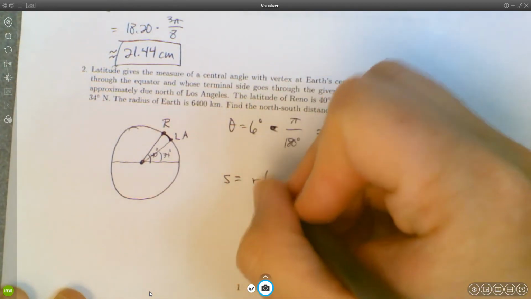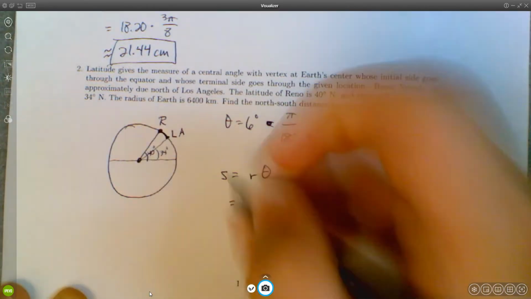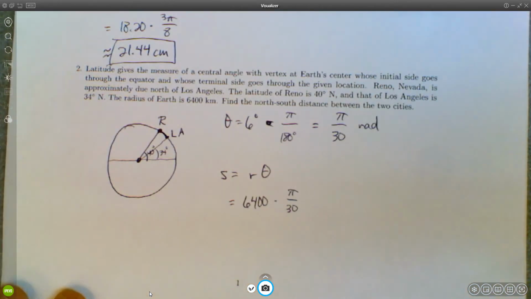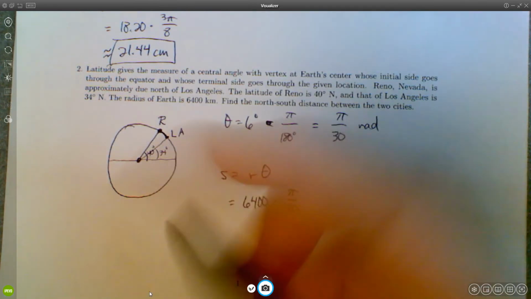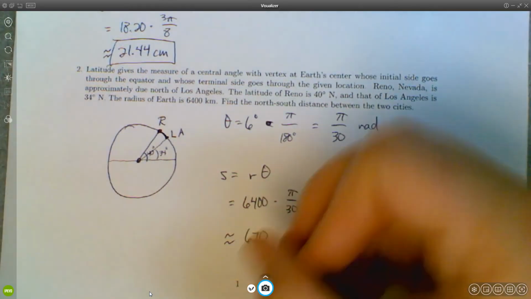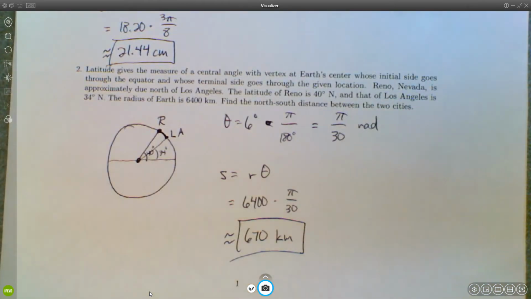And so then we can get the arc length, right? Arc length is r times theta. It says the radius of the Earth is 6,400 kilometers. So that's going to be 6,400 times pi over 30. And it looks like we've got 2 sig figs everywhere. So we'll round to 2 significant digits. 6,400 times pi over 30 is about 670 kilometers. So to suit 2 sig figs, we'll say 670 kilometers. Okay, so that's that one.